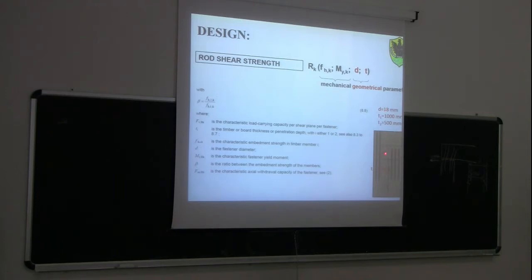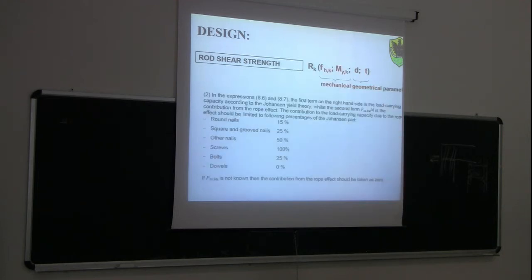We assume that 1 is the column and 2 is the beam, basically. So T1 will be 1000 mm because T1 is the length of the rod on the column side, and T2 will be 500 mm, the length of the rod on the beam side. We said before that the embedment strength FH1K in the column will be different from the one for the beam. The one in the column will be only 10% of the one in the beam, and the one in the beam will be 25% more than the bolt one. So we need to take into account that the rod is glued in.